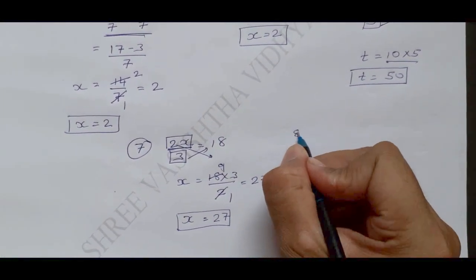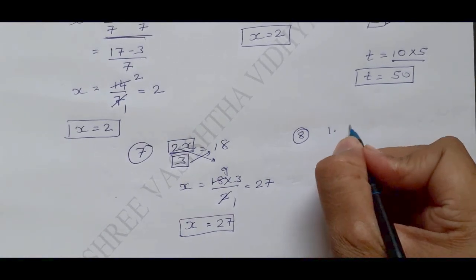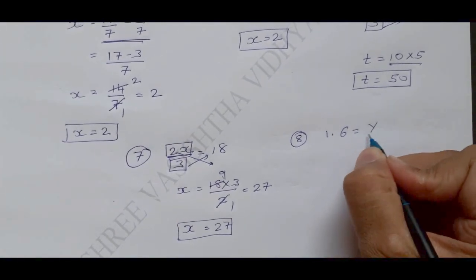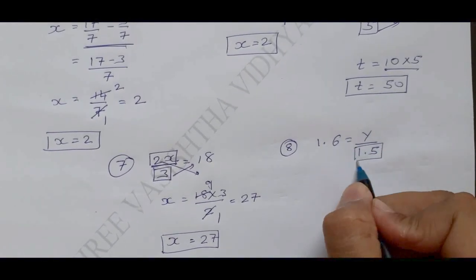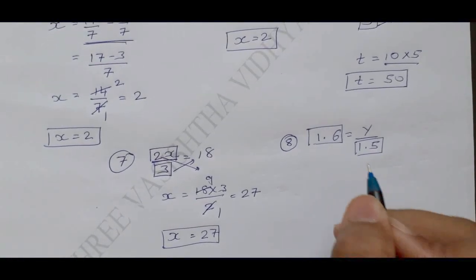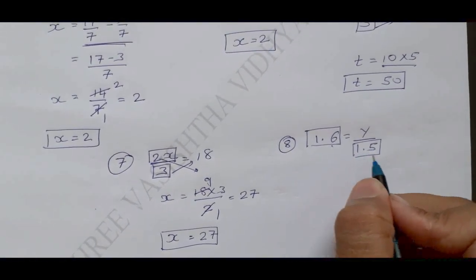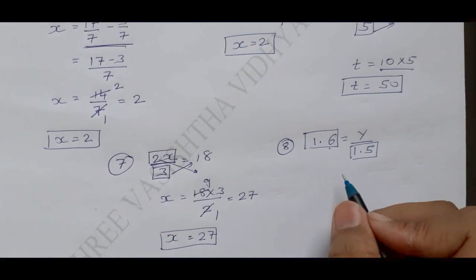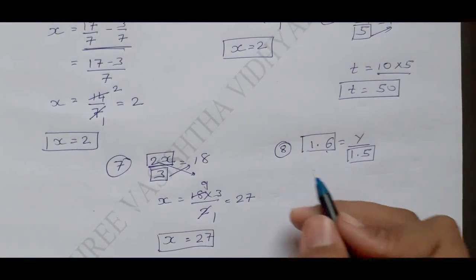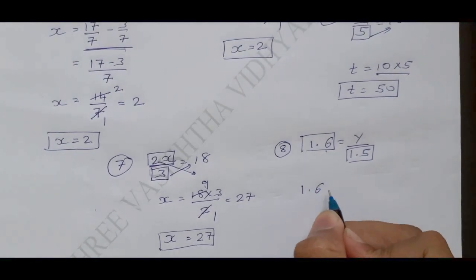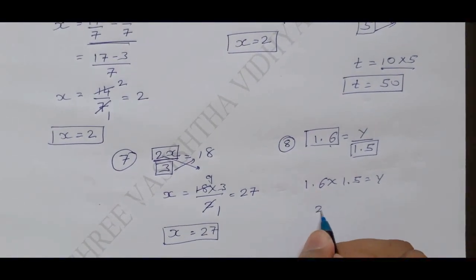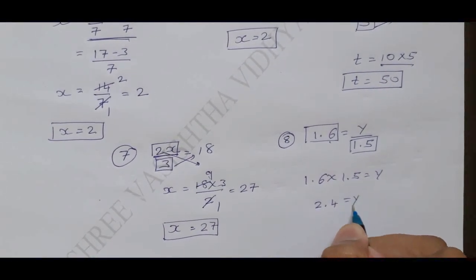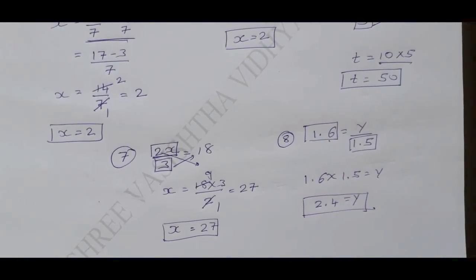Next, the eighth one, it was 1.6 is equal to y upon 1.5. Now this 1.5 and this 1.6 have a relation of multiplication, because this 1.5 is in the denominator, so it will move to that side and be multiplied with the numerator. So it will be 1.6 multiply 1.5 is equal to y. After multiplication you will get the answer 2.4 is equal to y.